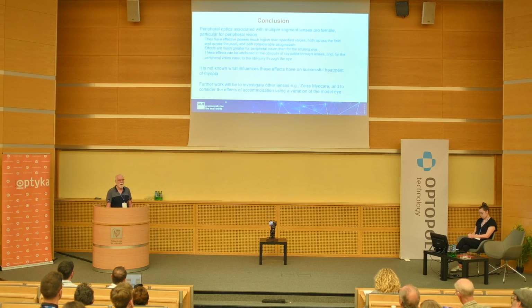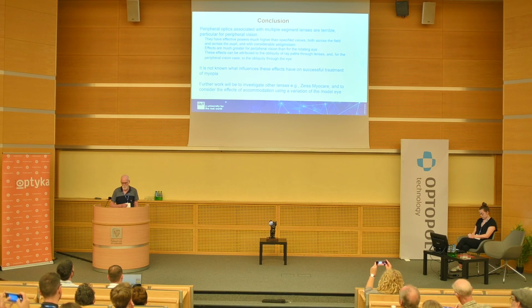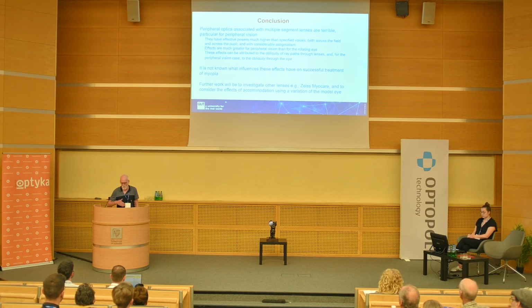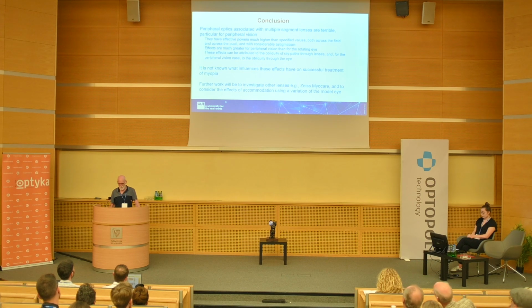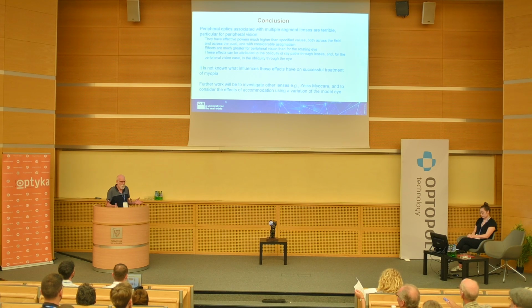Okay, well that's pretty well it. And I'm going to make a statement, which might be a bit provocative, and say that the peripheral optics associated with these lenses are pretty terrible, particularly in the case of peripheral vision, which of course doesn't mean they don't work. These lenses have effective powers in the periphery which are much higher than the specified powers, and that's both across the field and also across the pupil at a particular field location. And there's a heck of a lot of astigmatism there. The effects that you see are much greater for peripheral vision than for the rotating eye, and all of this is because of the obliquity of rays through the lenses. Now, I don't really know how all this interacts with the successful treatment of myopia, but I just thought the optics should have been looked at.